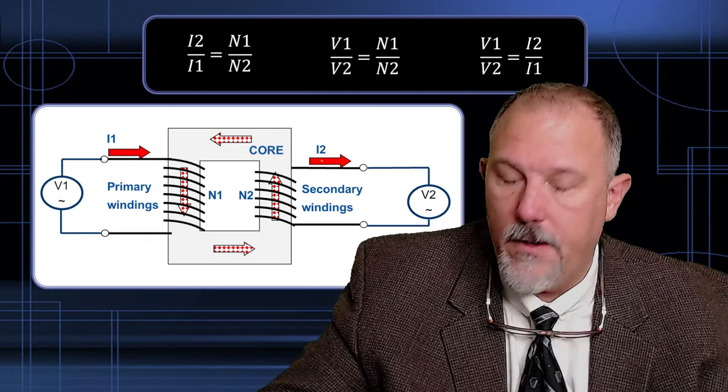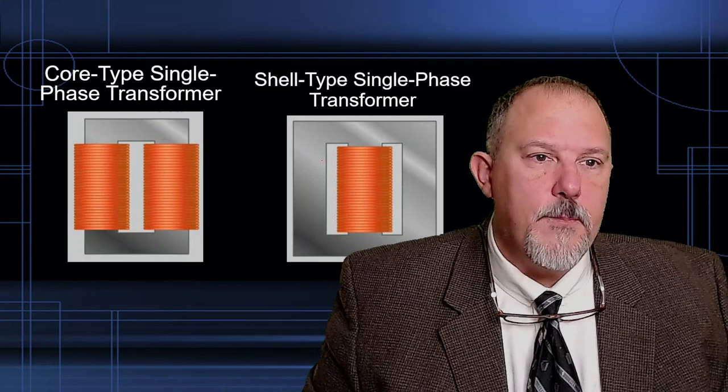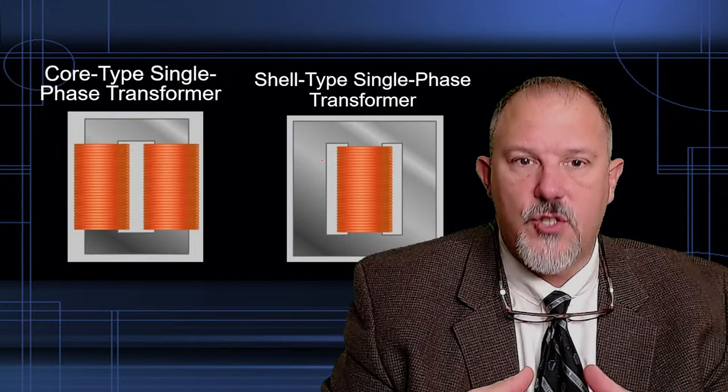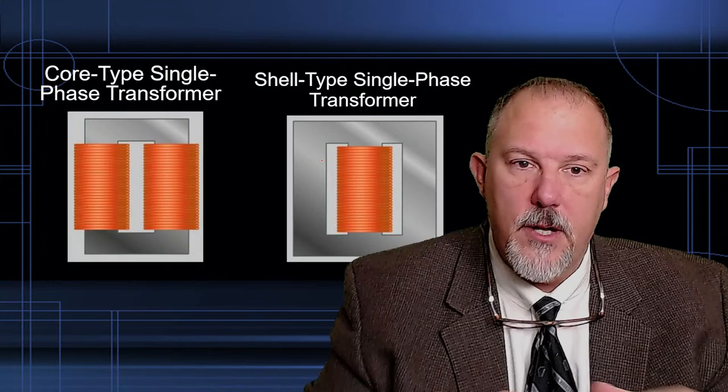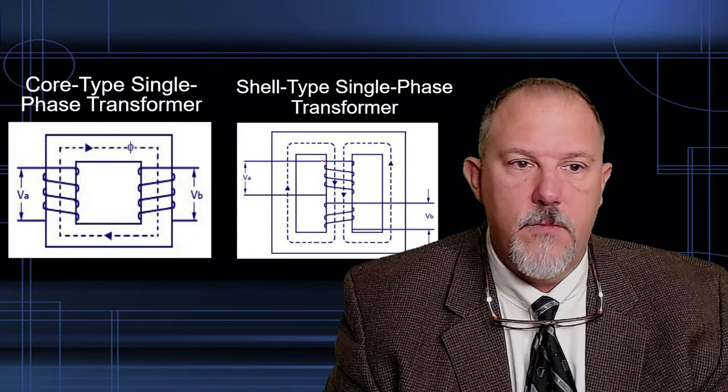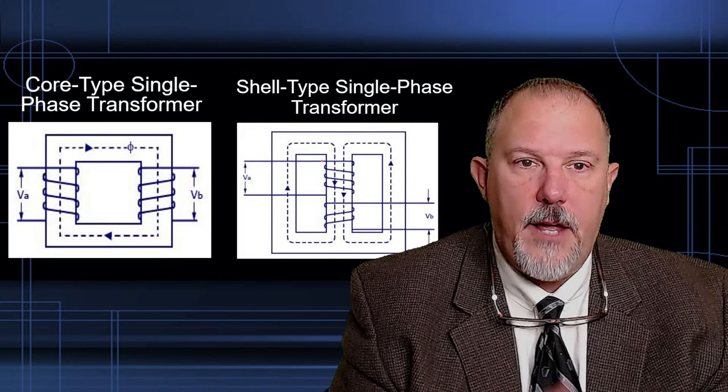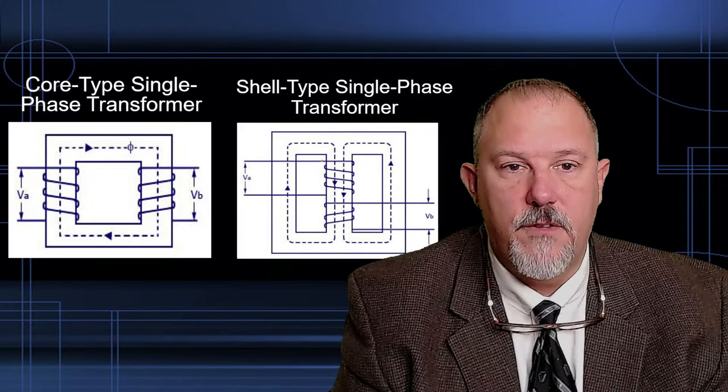This is an example of a single core type single phase transformer and a shell type single phase transformer. It's where we wrap the iron, whether it's a core type or a shell type, how the iron goes around the windings. And this will give you an example of what we're doing here. The core type is basically what I showed you before, and the shell type is when I have my primary and secondary windings around that same portion of the core.